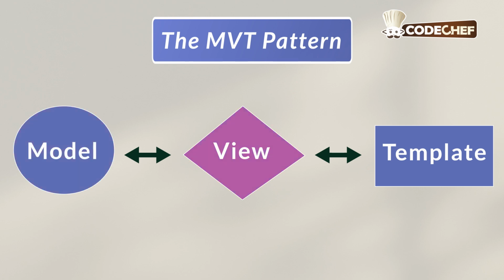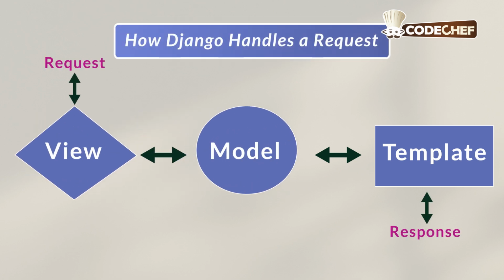Then we have view, which handles the logic. It receives a request, fetches data from the model, and sends it to the template. And then we have template, which controls what the user actually sees, which are the HTML pages with dynamic content. Now together, these three layers make Django apps more modular, scalable, and easy to maintain. Now, if you have heard of MVC, which stands for Model View Controller, MVT is Django's version of it, but tailored to how Django works internally.